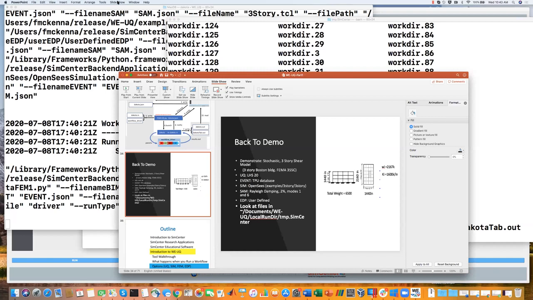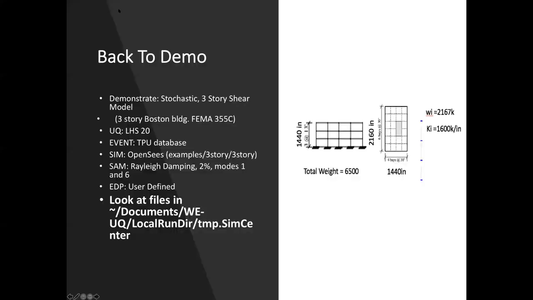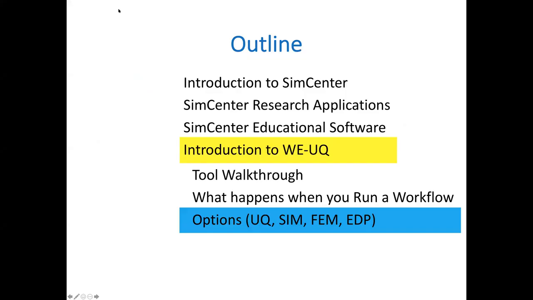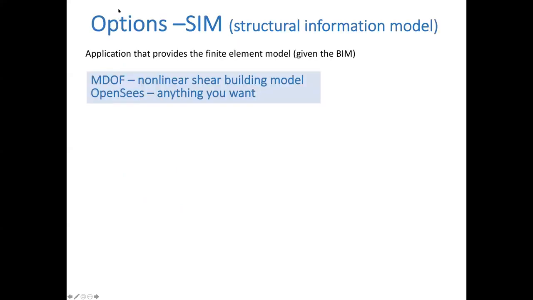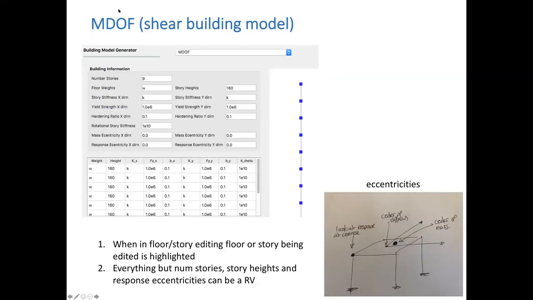Okay, so let me now go back to the slideshow. Now I was going to quickly demonstrate the different options that are available to you. For the sim, we've seen two now. We saw this multi-degree of freedom, which is this nonlinear shear building model, and OpenFOAM. With OpenFOAM, you can put any finite element model you want in there. It does not have to be a shear building. So we went through the interface for the MDUF. I went through it quickly.